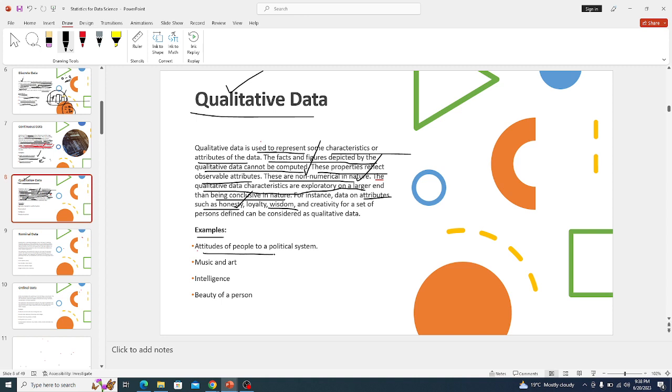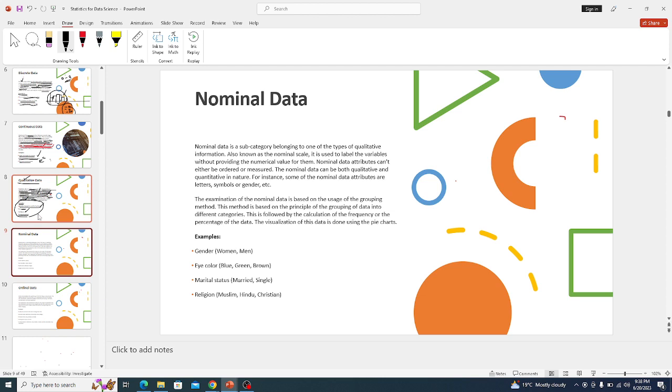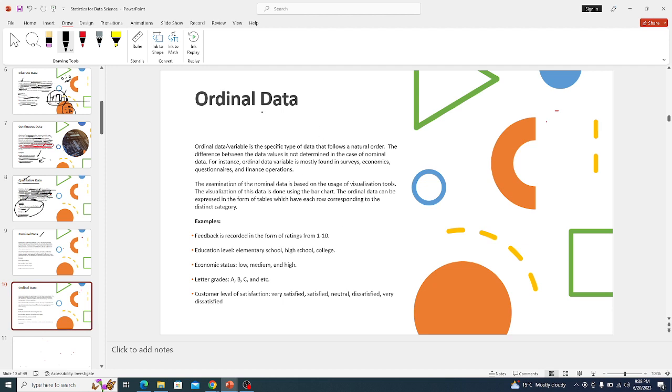That is attitude of people towards a political system, music and art. We also have intelligence, and we have what we call beauty of a person. So these are just attributes. Yes, they are examples of qualitative data. All right. Then under qualitative data, we said we have nominal data and we have what we call ordinal data.